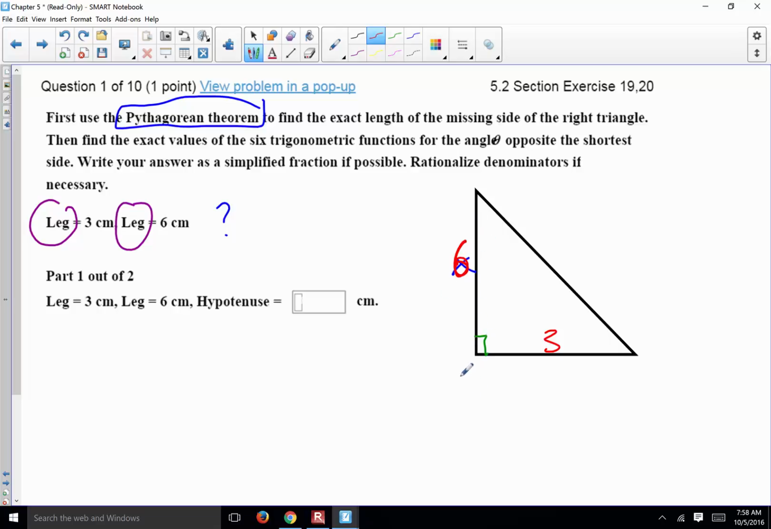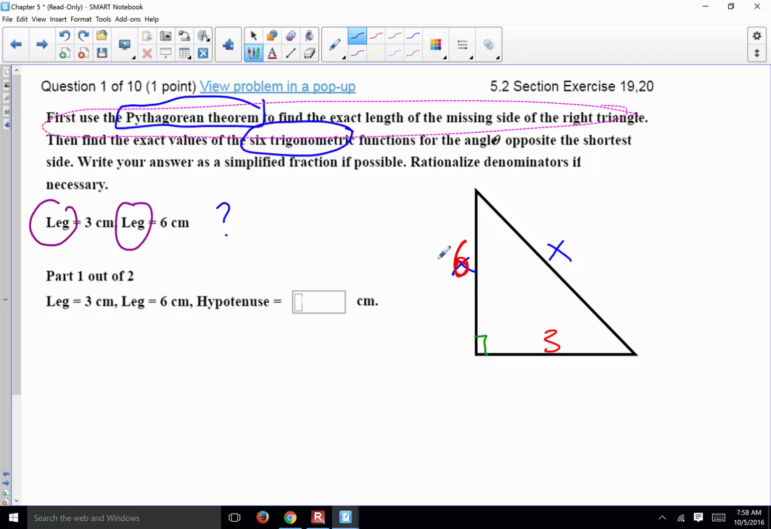Okay. So which side is missing now? Hypotenuse is missing. We need to find that first. That's the first part. Find the missing side. And then you are supposed to build 6 trig functions, sine, cosine, tangent, cotangent, secant, cosecant, using this triangle. Without knowing this hypotenuse, you can't get them.